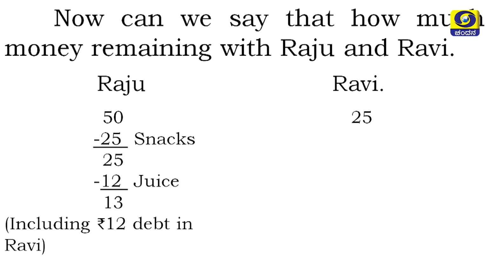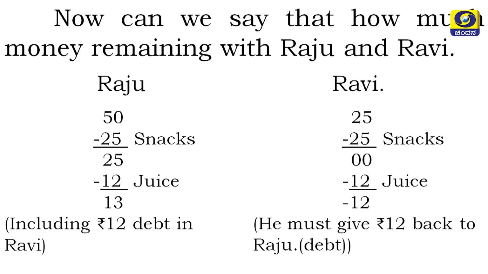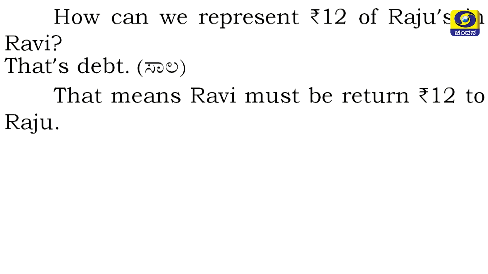Ravi has 25 rupees. He eats snacks worth 25 rupees. Then what is remaining? 0, nothing. You have nothing. Then you go for juice and drink juice. What is remaining with Ravi? That is minus 12. That means he must give 12 rupees back to Raju. That's debt. Debt means sala. Then how can we represent Raju's 12 rupees in Ravi? That's debt. Ravi must return 12 rupees to Raju.